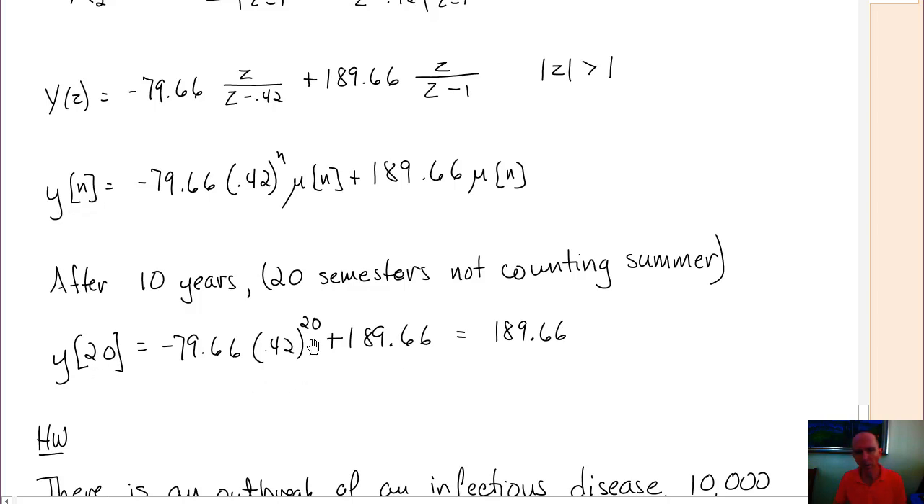If we put y of 20 here, basically 0.42 to the 20 is 0. Basically it goes to 0, it's very small. So we're going to get basically 189 or 190 students. And actually this is very close to the number of students who actually take Circuits 1. So this model, although relatively simple, accurately reflects what's happening in Circuits 1.